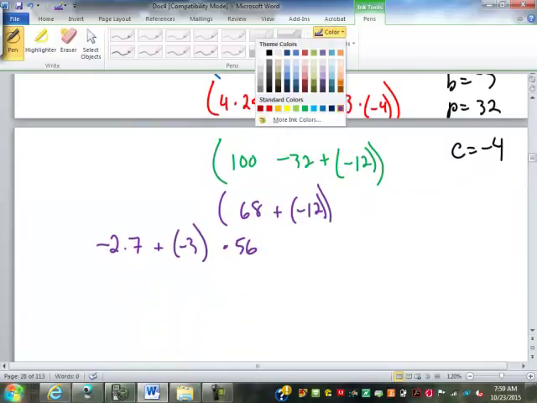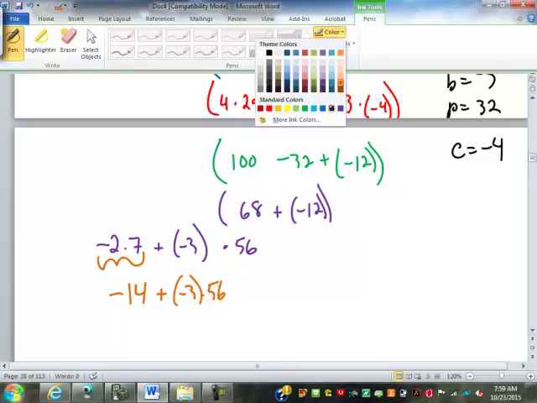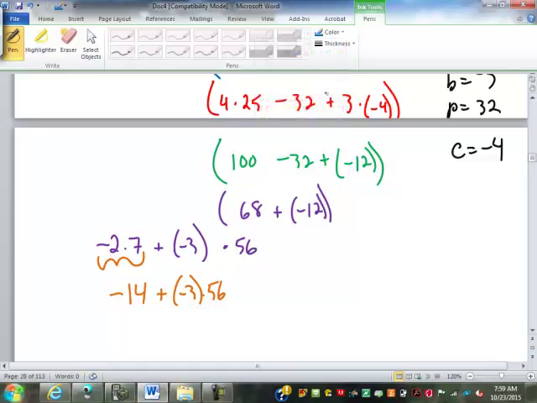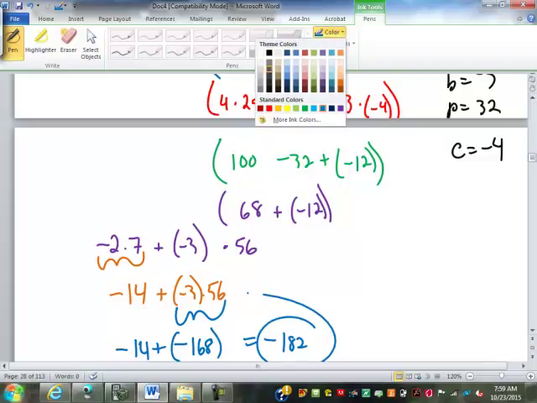What do we have to do first there? Multiply negative 2 times 7 is negative 14. And then negative 3 times 56 is negative 168. Negative 14 plus a negative 168 is a negative 182. Remember those negatives fondly now?